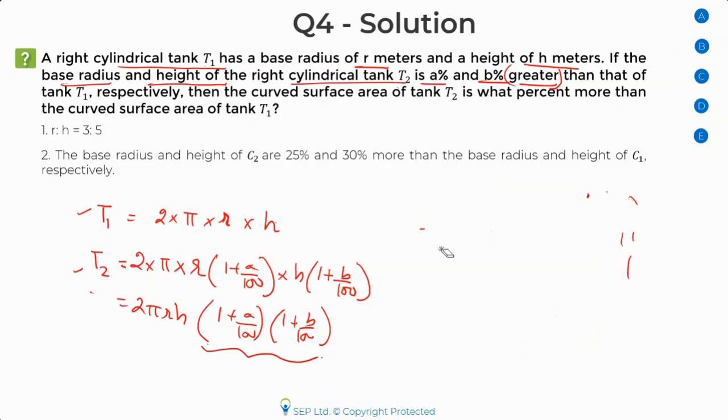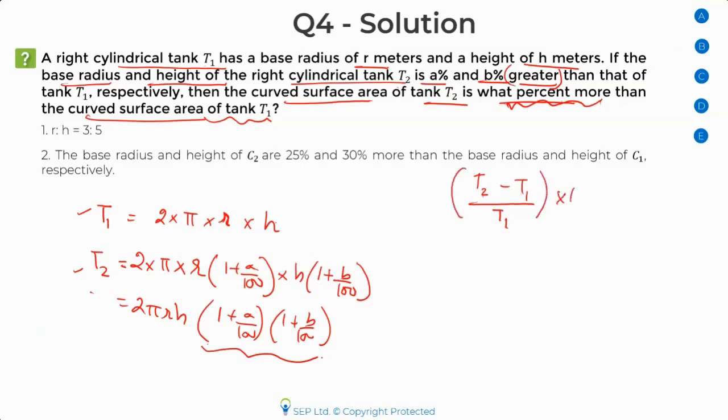Now, let's see what is being asked in the question stem. We have been asked the curved surface area of T2 is what percent more than the curved surface area of tank T1. Now, percentage more. How do you find percentage increase? You take T2 minus T1 because you're talking about percentage more. Divided by T1, because whatever you're finding the percentage with respect to, you take that in the denominator. So T2 minus T1 by T1 multiplied by 100. This is the percentage increase.